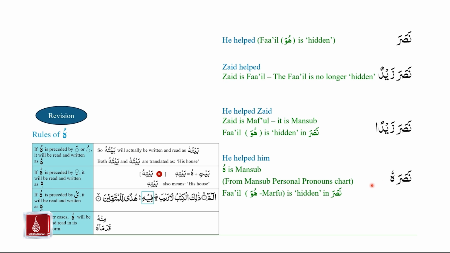And if we recall from the prior lectures, one of the rules for writing hu is that if hu is preceded by a zabar or by pesh, it will be read and written as hu where we have an inverted pesh on top of the hu. So in this example, hu is preceded by a zabar and that is why the pesh on the hu is written as inverted pesh and we will say nasarahu.